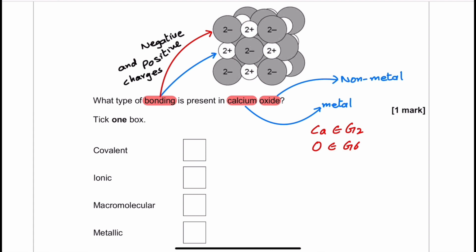Calcium loses 2 electrons and gets a +2 charge as shown here, and oxygen gains 2 electrons from calcium and gains a -2 charge, which is given here. As a result of these opposite charges, a force of attraction develops between calcium and oxygen, between the positive and negative ions, and that force of attraction creates a bond. That bonding is called ionic bonding. The correct answer is ionic bonding.